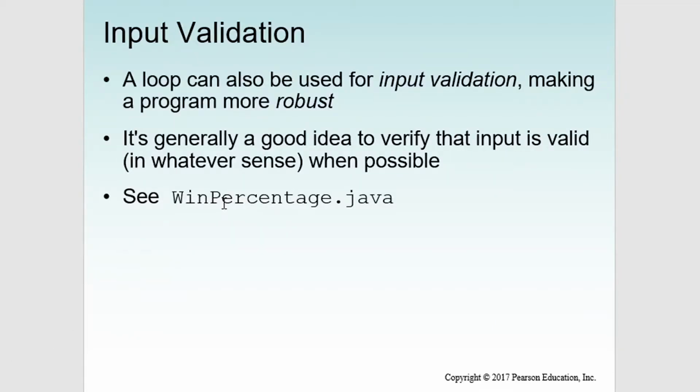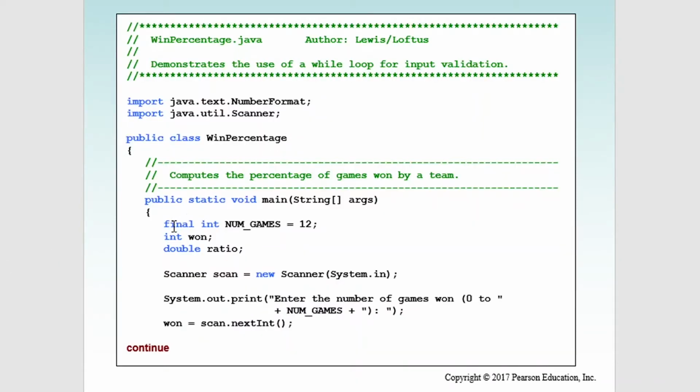Input validation. A loop can also be used for input validation, making a program more robust. It is generally a good idea to verify the input is valid, in whatever sense, when possible. See winning percentage.java. So here's their driver class. They have a constant for the number of games. They have an integer for games. They have a ratio, and that's a double. They create a scanner object. They're prompting the user for the number of games won. They're storing that value inside of the variable.